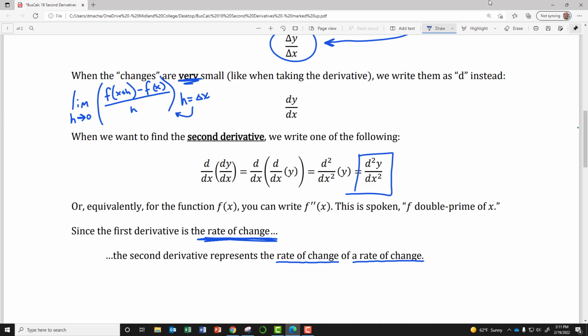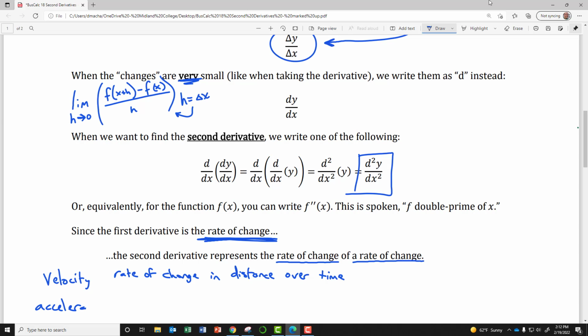acceleration. So velocity would be the rate of change in distance over time, right? And that's a lot to write, but velocity is the rate of change in distance over time. So as time passes, what's the rate that distance is changing? That's what we call velocity.